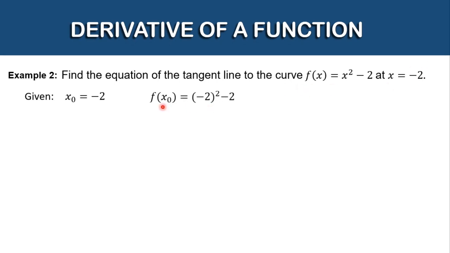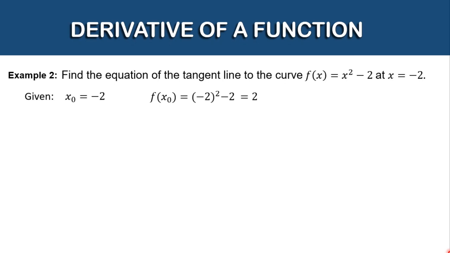So by finding the value of f of x sub 0, we just need to substitute the value of x sub 0, which is negative 2, to our function. So we have negative 2 squared minus 2. And this is equivalent to 2 because this is 4 minus 2 is equal to 2. Now, let's have our formula to be used in finding the slope.